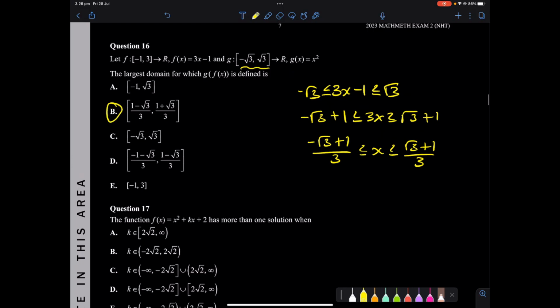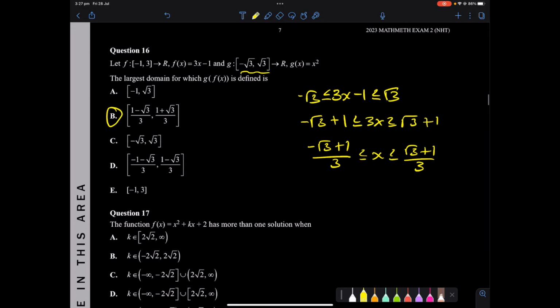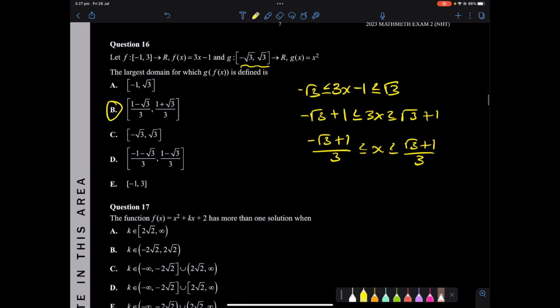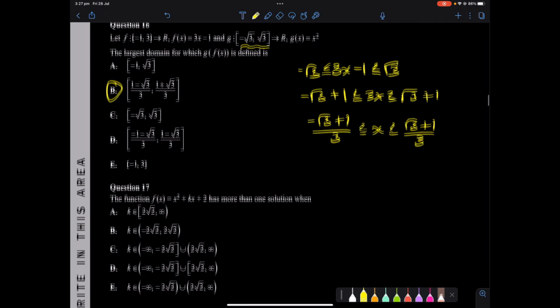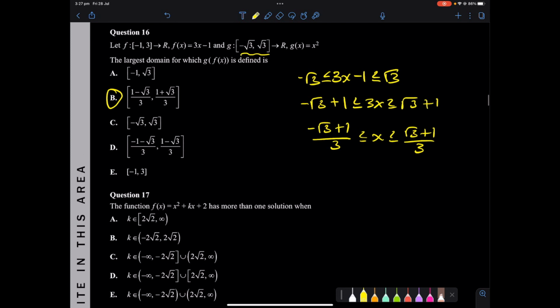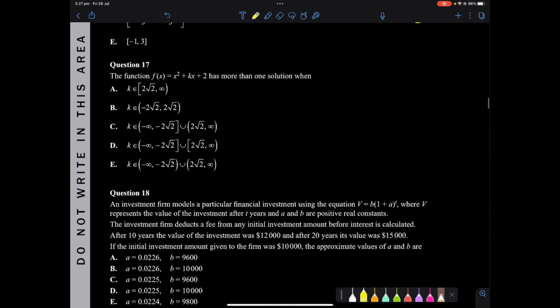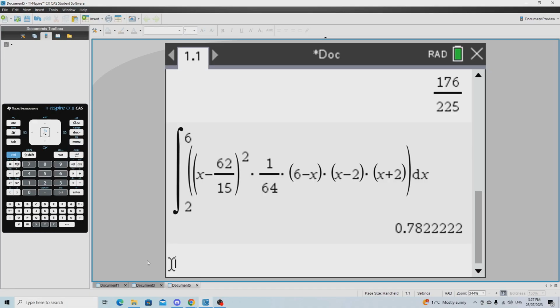Is that right? The largest domain for which g of x is defined. Okay, looks right. The inner function must be in the domain of the outer function, and yeah, looks right. Next: the function this has more than one solution given. Okay, to do this, what I'm going to do is use the discriminant. So I'm just going to say solve.